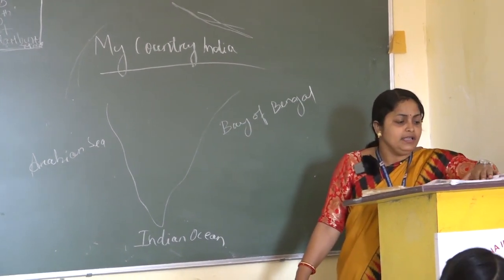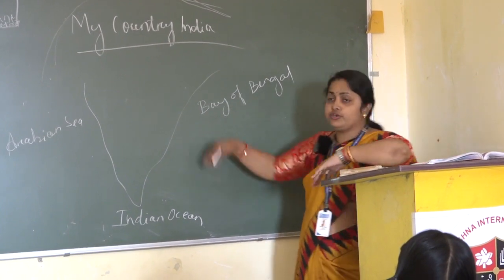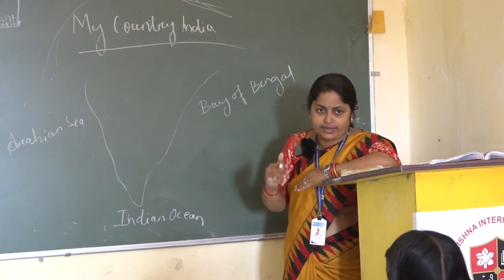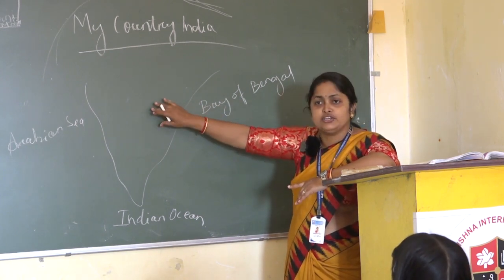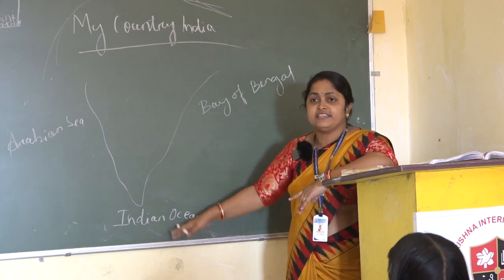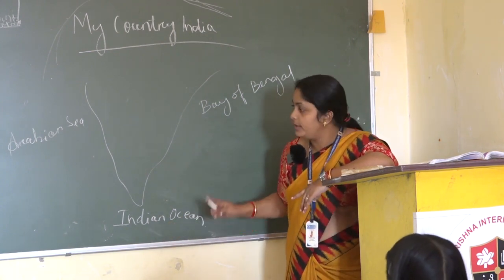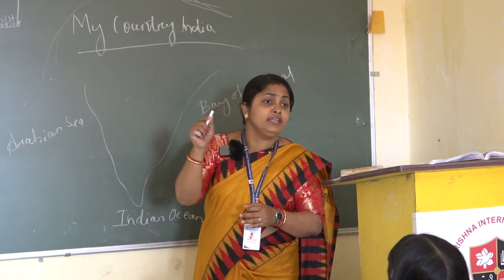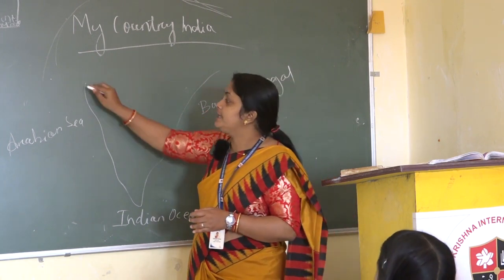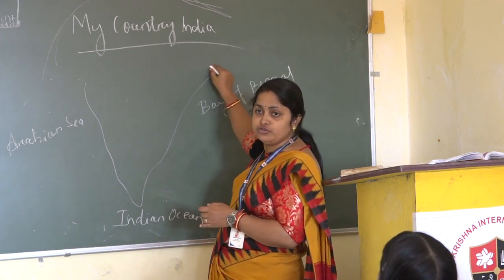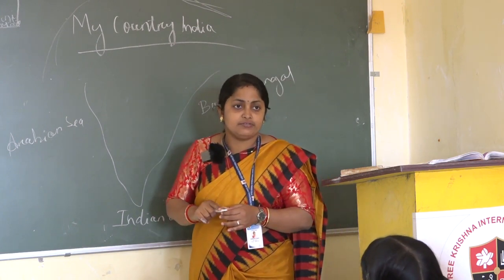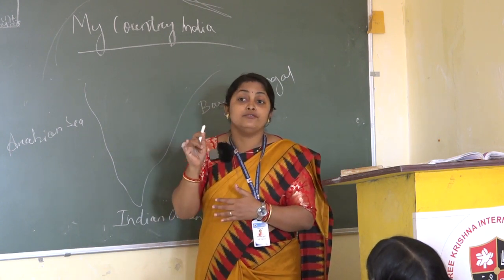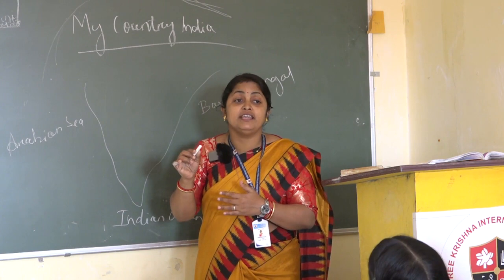Okay, India is located above the equator. As I told you, the equator divides the earth into two hemispheres, and India is in the northern hemisphere. That means it is above the equator line. Okay, and the Tropic of Cancer, that is at 23.5 degrees north, passes through almost the middle of our country, dividing our country into two parts. Okay, the Tropic of Cancer, which is at which degree?